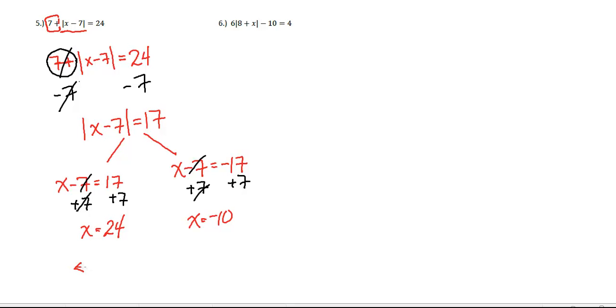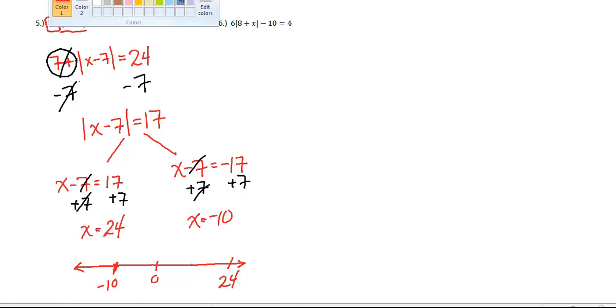So if I thought about this on a number line, and let's say I had 0 here. Okay, well, negative 10 is going to be somewhere like here. You can say this is negative 10. And this is going to be a little bit more over to this side. So we've got 24. So if I were going to model my solutions, I would have one here, and I would have one here. All right. So that's another way we could model our solutions, just to get used to that expression.